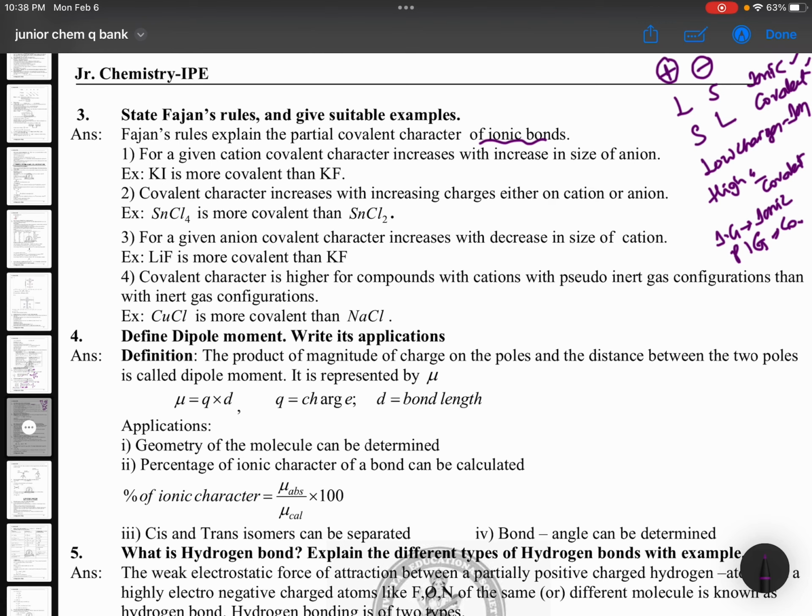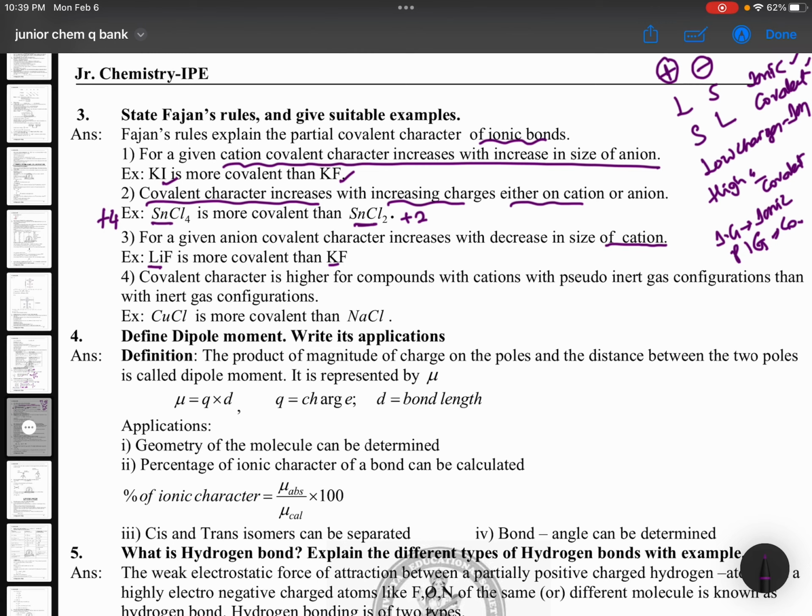For a given cation, covalent character increases with the increase in size of the anion. Covalent character increases with increasing charges either of cation or anion. SnCl4 is more covalent than SnCl2. Here it is +4 oxidation state, here it is +2. For a given anion, covalent character increases with a decrease in size of cation. LiF is more covalent than KF.